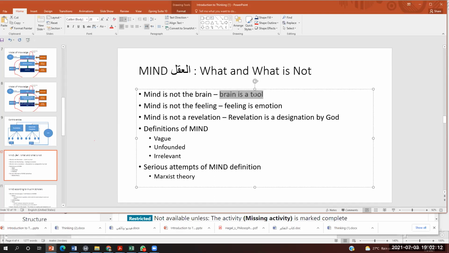The brain is a tool, but it's not the mind. It's an organ in the body, just like the hand, the heart, the liver. Now it does have functions, but by itself, I cannot say that my brain is my mind. The brain is a tool which can be part of the mind or used by the mind. And it's also not the feeling.